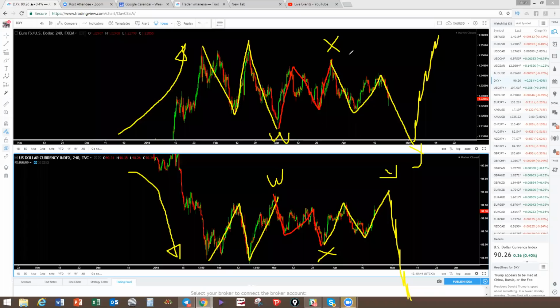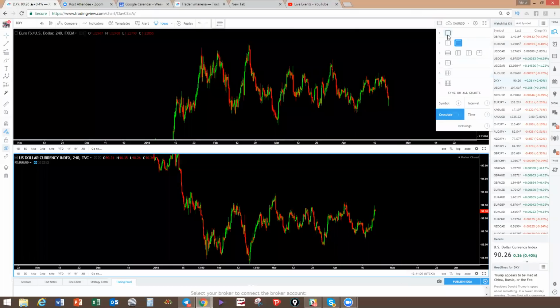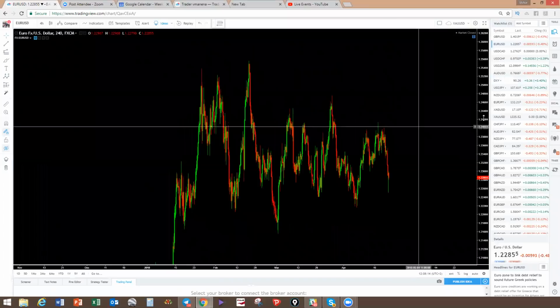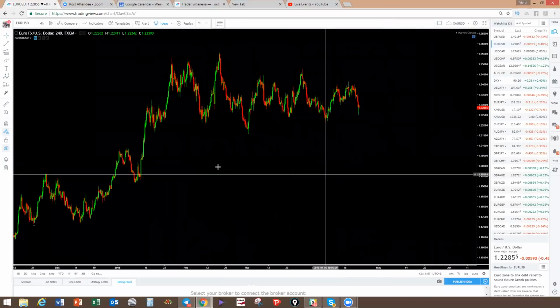All right, so this is what we're looking at on both pairs. So I'm going to take off the US dollar index and just focus specifically on Euro US dollar. Let's clear everything and look at Euro US dollar and how we can trade it going into the next trading session from Monday.